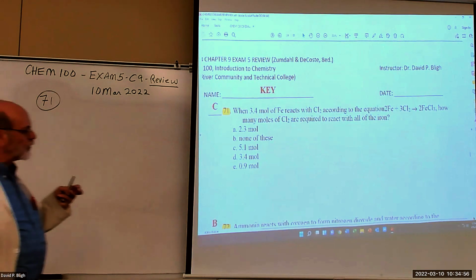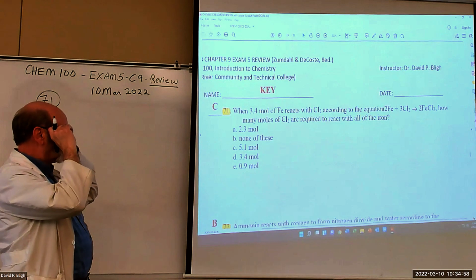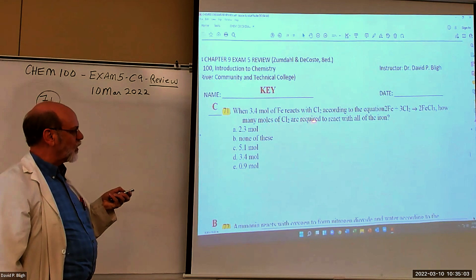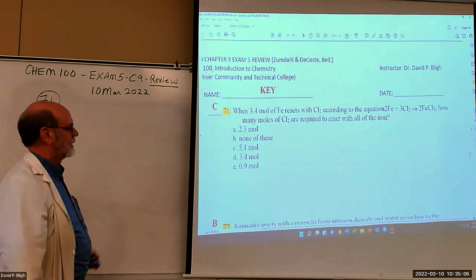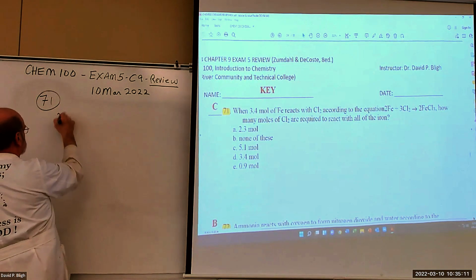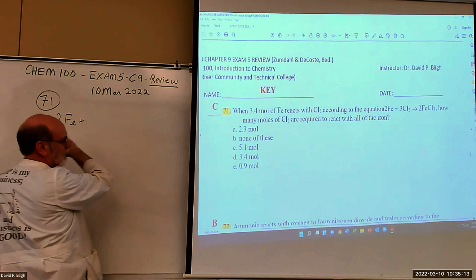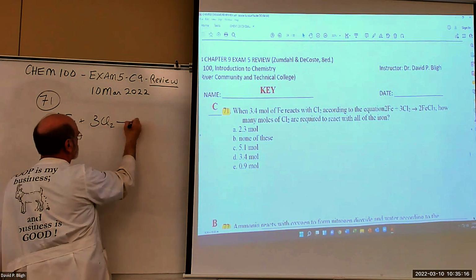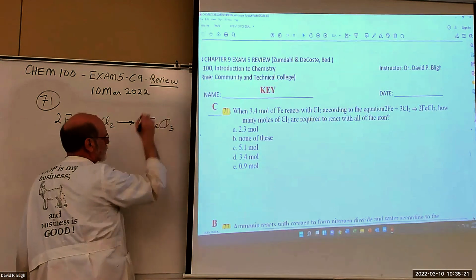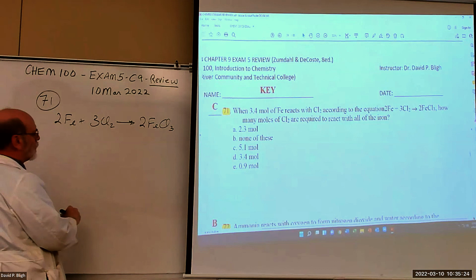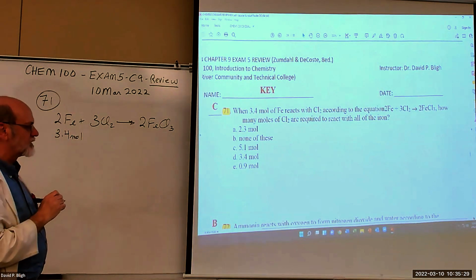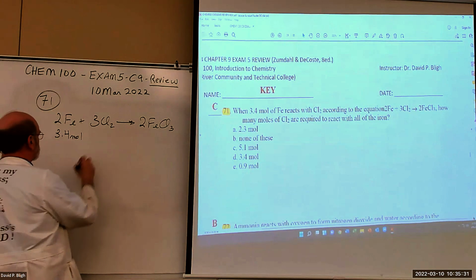When 3.4 moles of iron react with chlorine, according to this reaction, which is balanced, how many moles of chlorine are required to react with all of the iron? Okay, so we've got 2 irons and 3 chlorines yield 2FeCl3. And we're given 3.4 moles of iron. Question is, how many moles of chlorine are required?